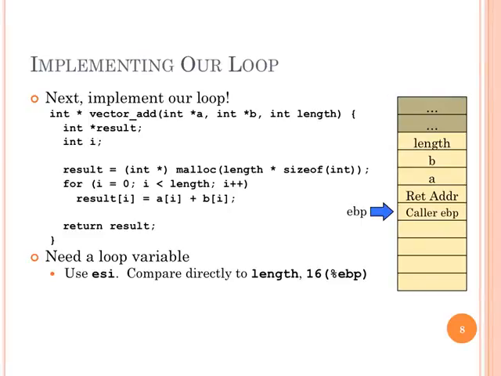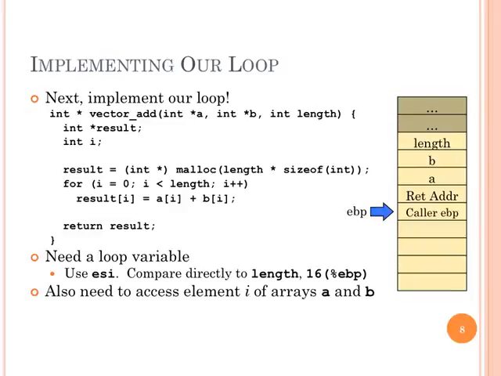But anyway, we can compare that directly to length, because in our compare instructions, we can't have both of them be memory locations, but one of them can be, so we'll just compare it directly to 16 EBP. That wouldn't be ideal. If we were doing this in an optimal way, then we would probably want to move length into another register so that we could do very fast comparisons, but we don't really care at this point.